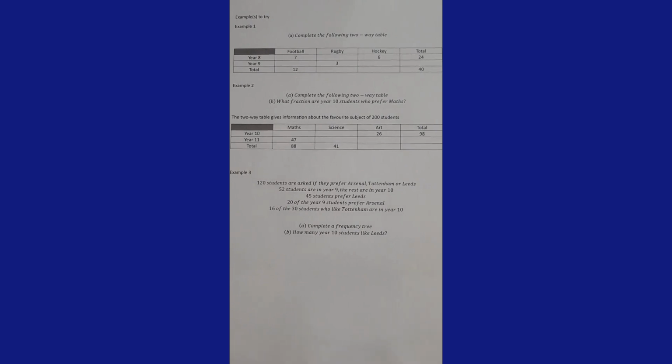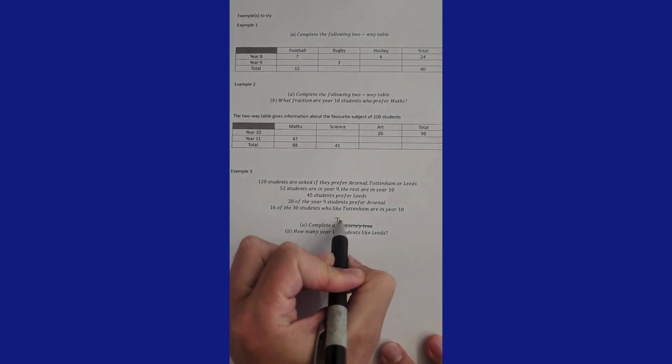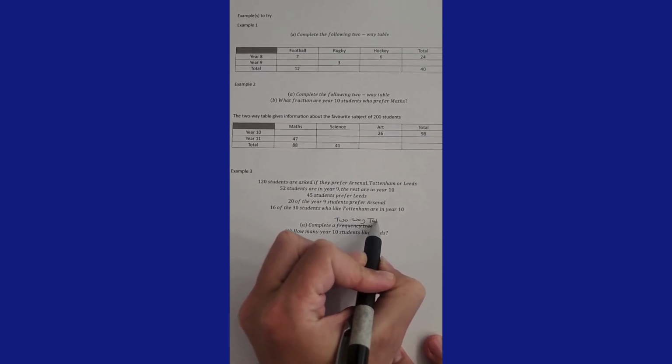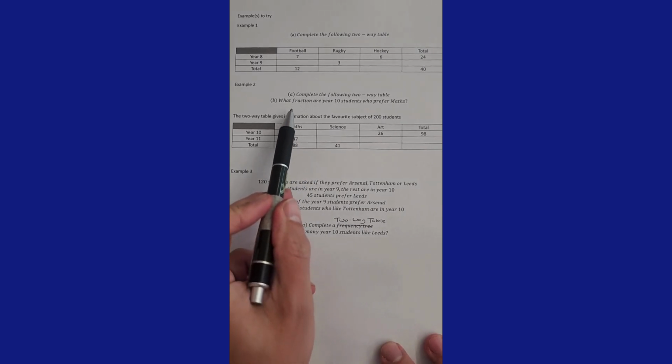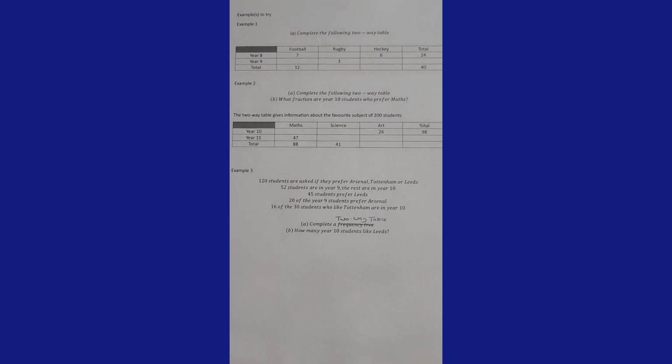Example 3, you need to create the frequency tree, not frequency tree. That definitely shouldn't say that. That should say two-way table. That's another option that you can use, but a two-way table for that one. Just be careful on example 2. It wants what fraction of year 10 students prefer maths. So it's not just the total, you want it out of however many people you've got. So just make sure you're reading the question for those. Yeah, have a go.